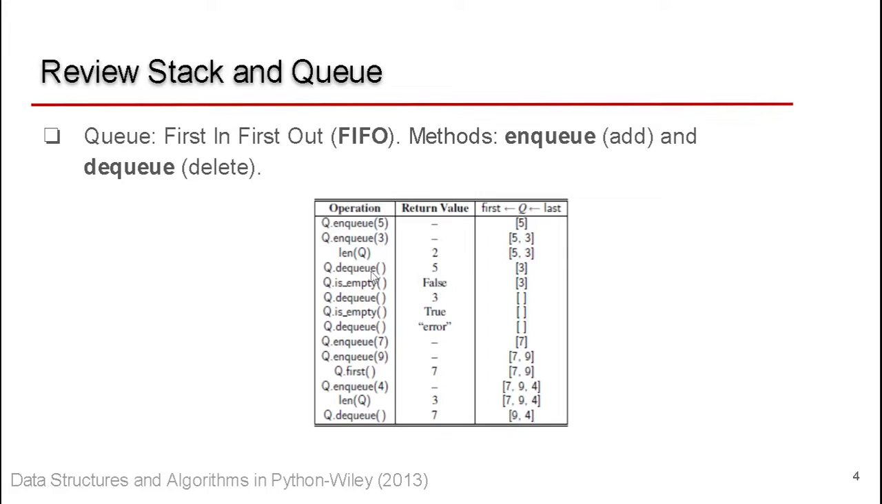Then we dequeue. When we made the pop in the stack, you remember we took 3, right? Yes, sir. Here it's 5. It's in contrast. And again 7, 9, 4. Here when we dequeue, the first element will be returned, which is 7.